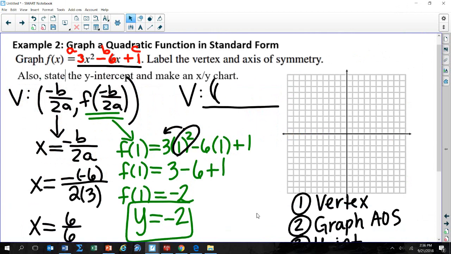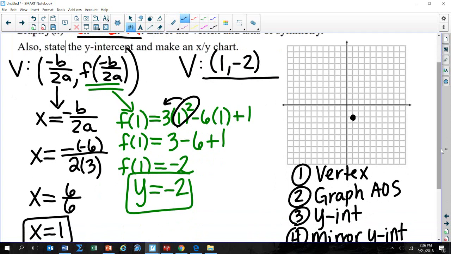Okay, so go ahead and write your vertex: 1, negative 2. And go ahead and graph the vertex. All right, so we get that the vertex is 1, negative 2. Looks like this. This first step is done.